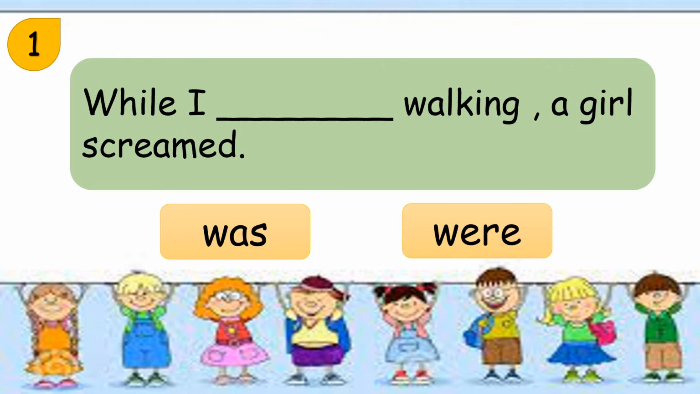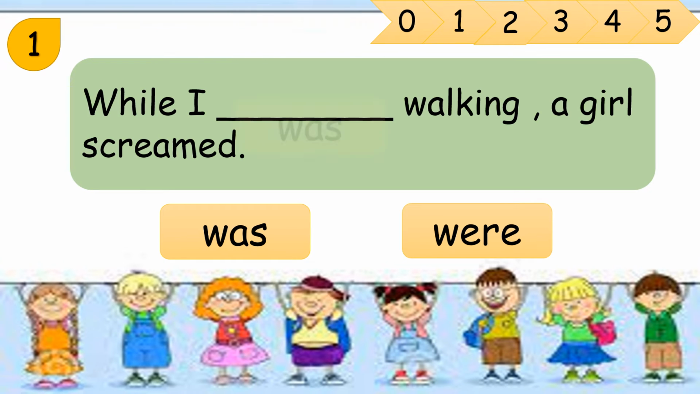Number 1. While I blank, walking, a girl screamed. Was or were? The correct answer is was. While I was walking, a girl screamed.